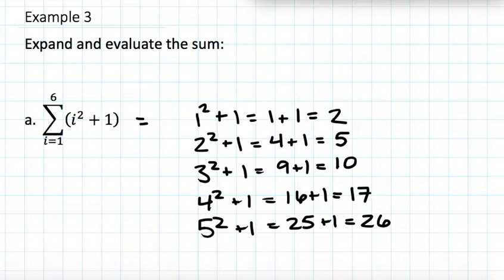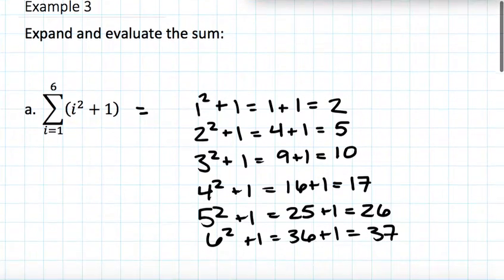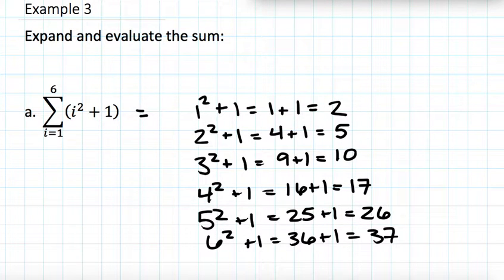And lastly, I'm going to plug in 6. So I'm plugging in, again, every whole number from 1 through 6. 36 plus 1 is 37. And then the last thing that I'm going to do is add all of those numbers together. So 2 plus 5 plus 10 plus 17 plus 26 plus 37. Use a calculator if you need to. But when I add all those together, I get 97. So 97 would be my answer for the sum.